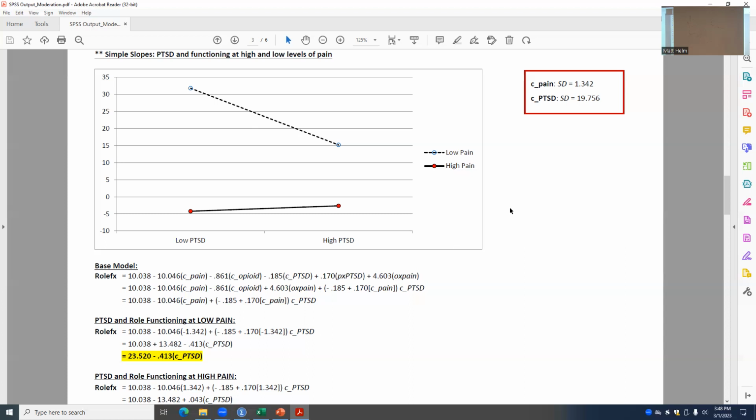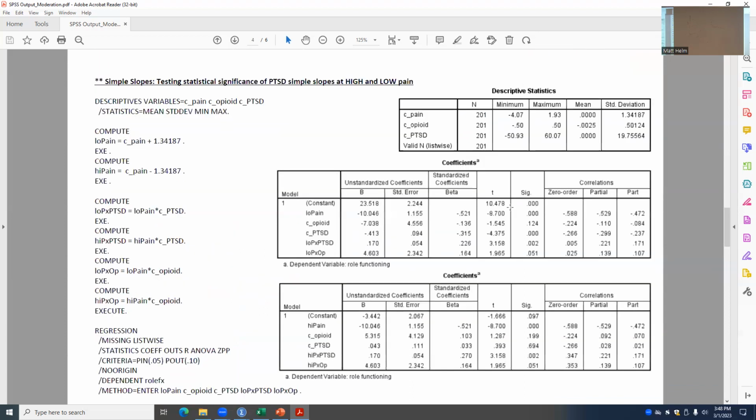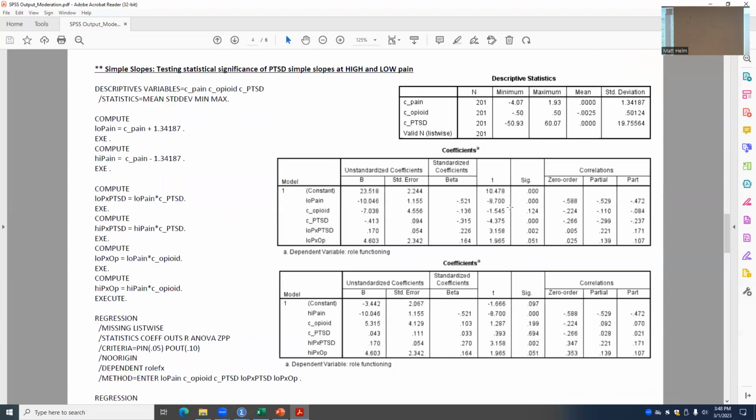So what we can do then is go back through and start bending SPSS to our will to go through and test those specific simple slopes at high and low levels of our moderator. Okay, so we went through, did that. The only thing that we're looking at in these simple slopes models, once we make sure that they're correct, is the simple slope of PTSD on role functioning at low pain, and PTSD on role functioning at high pain. Nothing else in here we're interested in.